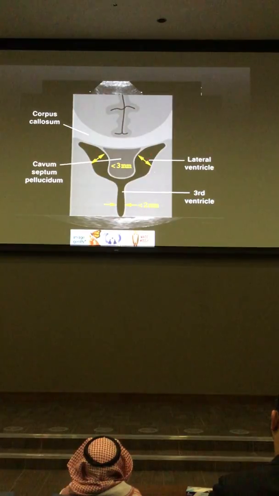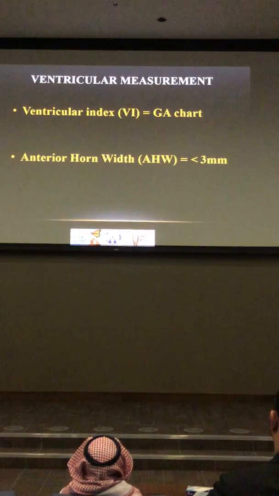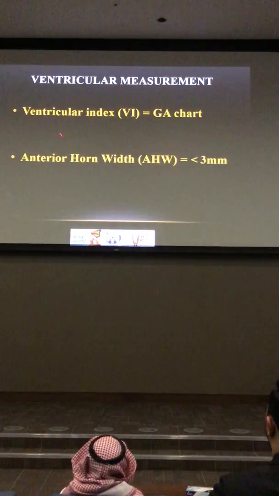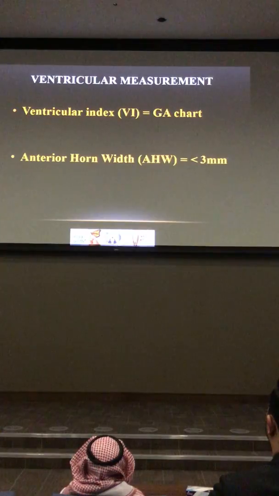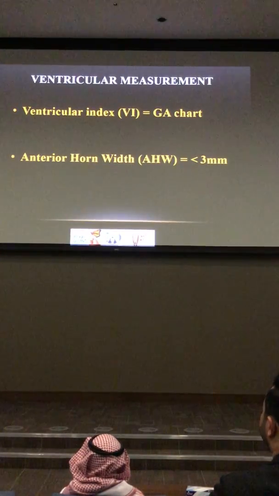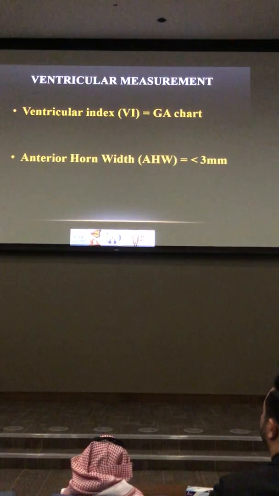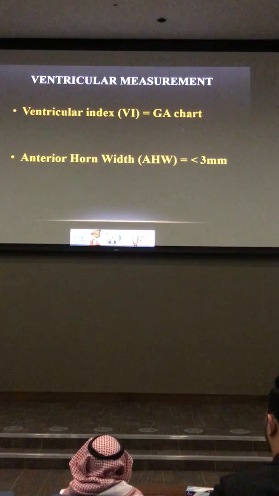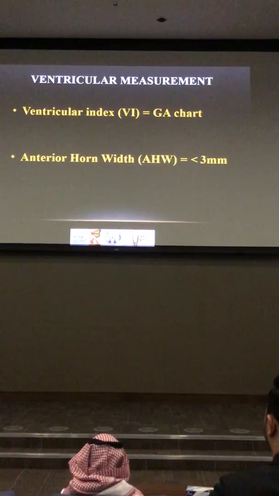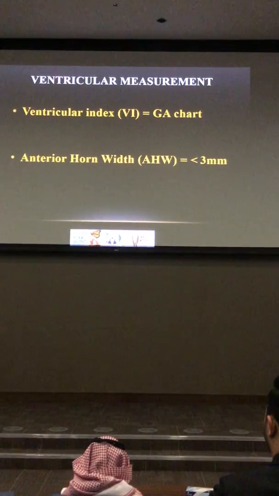This is the anterior horn width, and it should be less than 3 millimeters. So this is the Wien index, or the ventricular index, and usually we are using a growth chart. My advice to you is to sit with your clinicians or the surgeons and reach an agreement on which system we are using: the growth chart, the Wien index technique, or the anterior horn width technique.